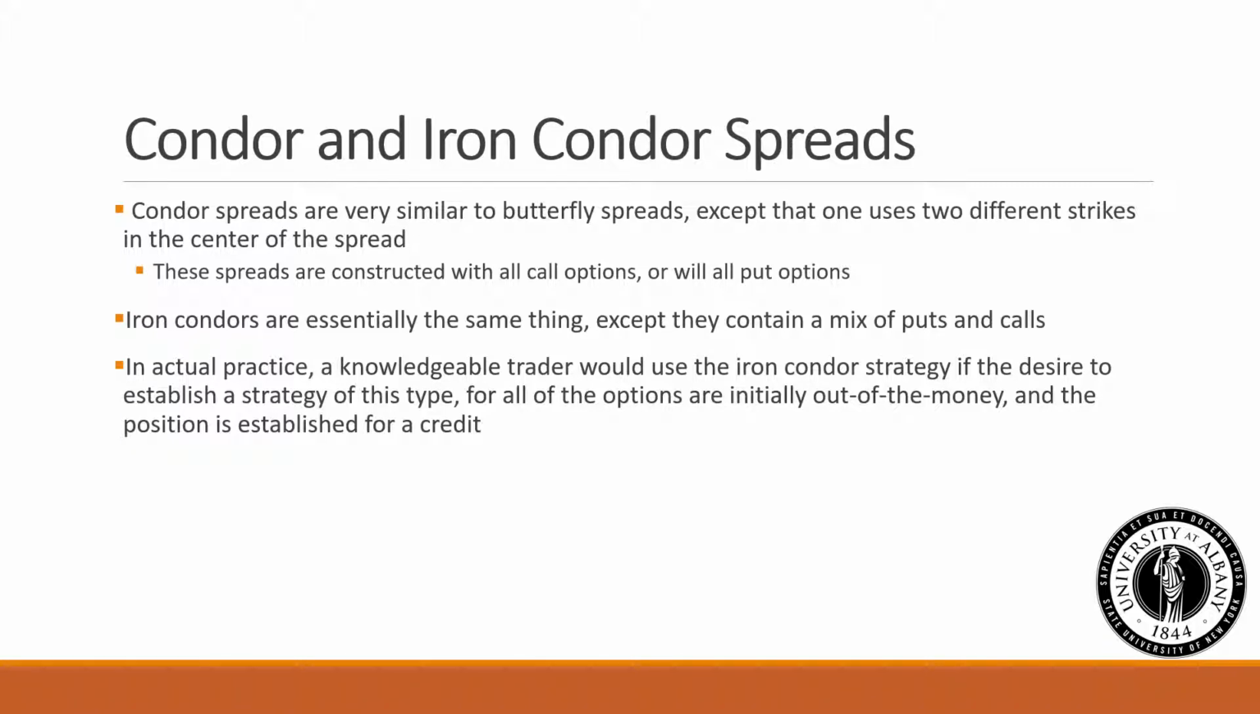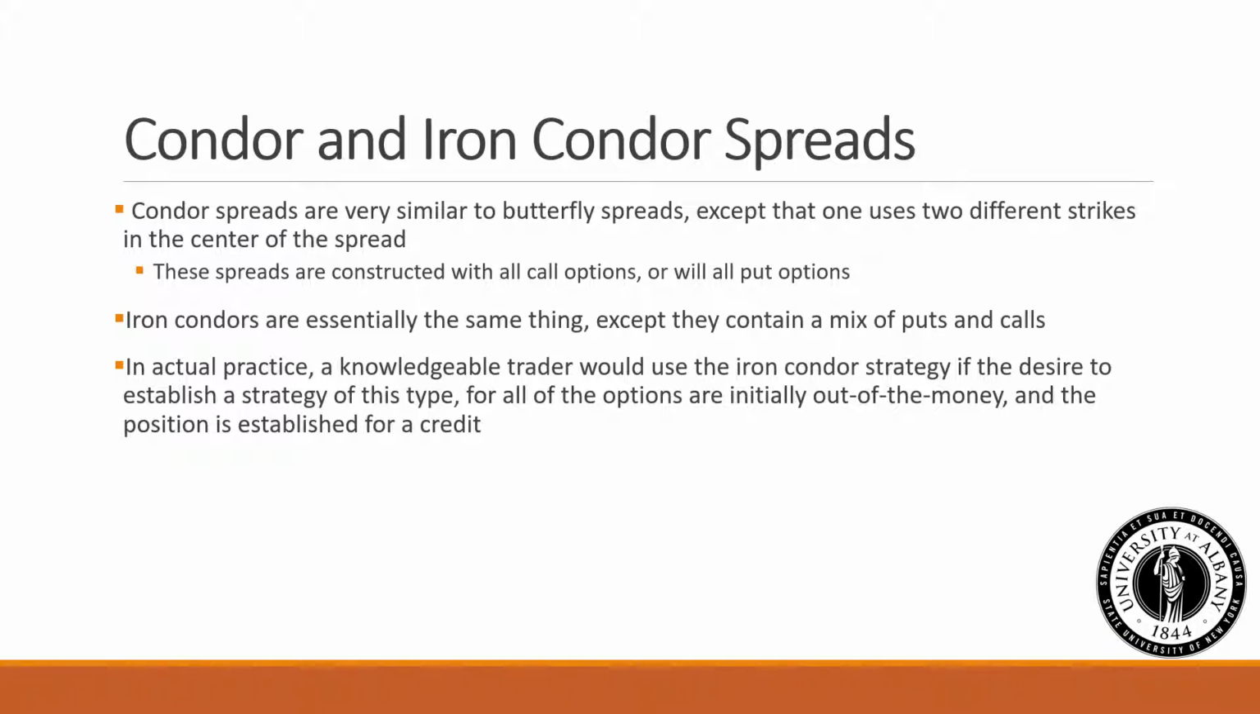Moving forward, we're going to be speaking on the condor and the iron condor spreads. Condor spreads are very similar to butterfly spreads, except one uses two different strike prices in the center of the spread. These spreads are constructed with all call options or all put options. Iron condors are essentially the same thing, except they contain a mix of puts and calls.